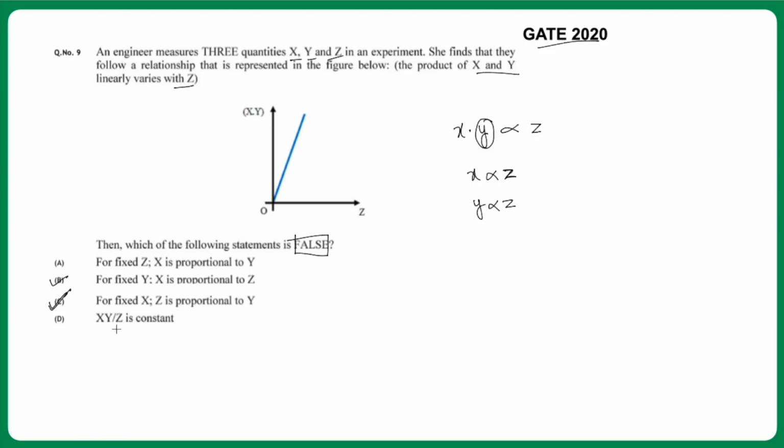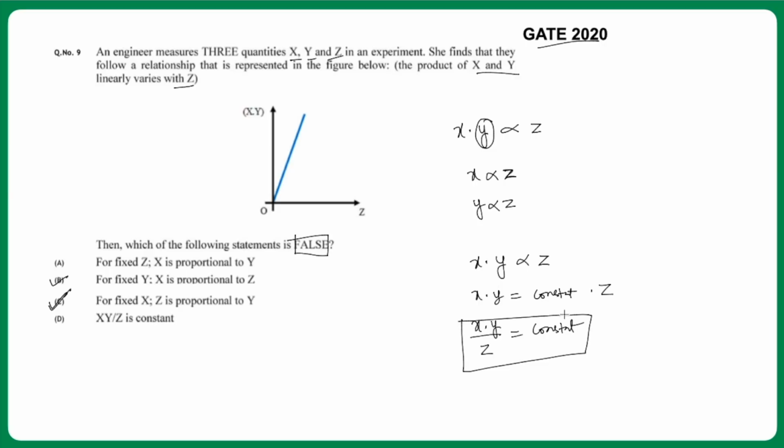The fourth statement says that xy divided by z is a constant. So similarly, if you have x dot y proportional to z, and if you remove the proportionality, there will be some constant, right? So let's say there is a constant multiplied by z. Now I am going to divide both sides by z. So x dot y divided by z will be constant, right? z divided by z will become 1. So x into y by z is going to give you a constant. So this is again a correct statement.